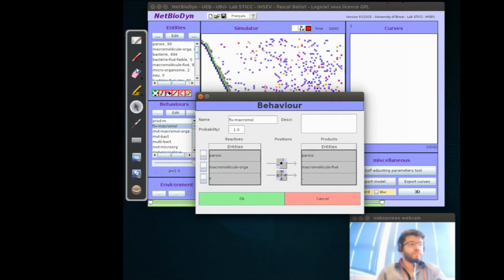The first behavior I want to explain is the forming of a film. The entity macromolecule interacts with the surface and creates fixed macromolecule.